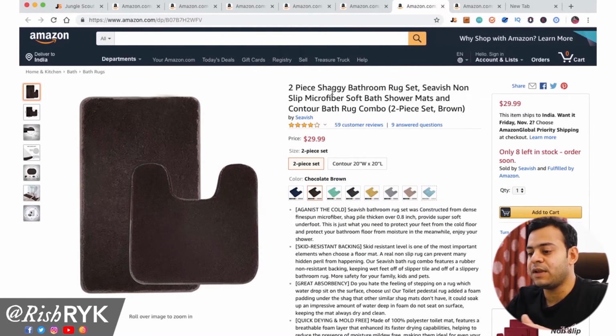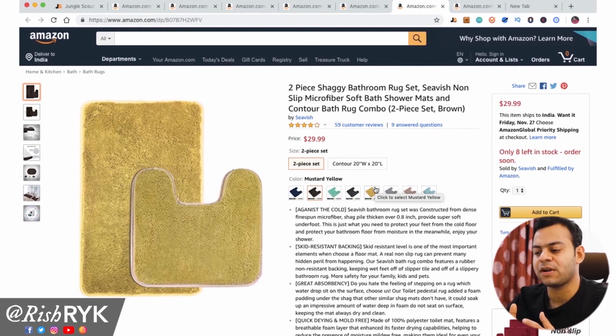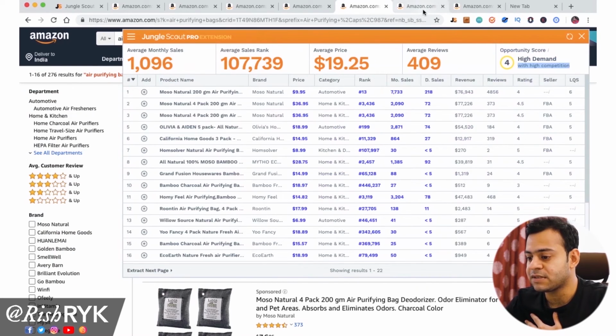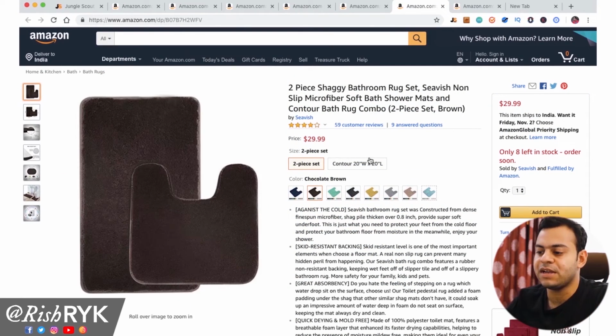Alright, the next product that we see over here is like we were looking at in the previous video. This product has a lot of variations. I think this is the only product that we have discovered with variations. No, the previous one also had variations, but it had a different kind of variation. So yeah, this one has a lot of variations.